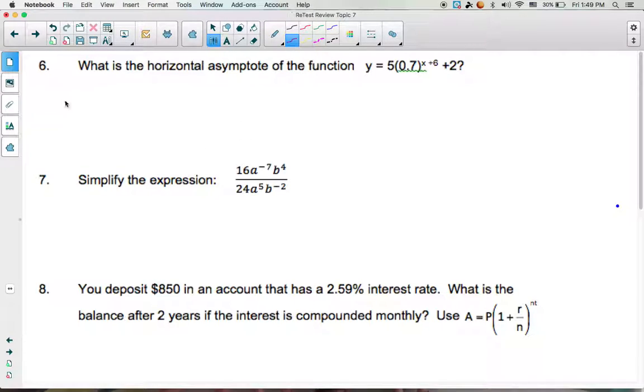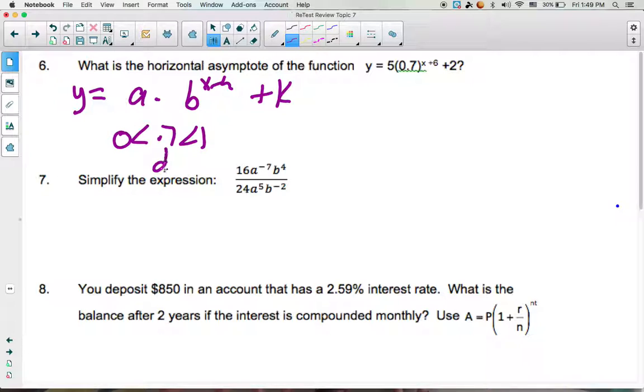So if we look at this, it looks similar to an exponential function. So it would be a times b to the x minus h plus k. And our b value has the exponent, so it would be 0.7. So 0.7 is less than 1 but greater than 0. So this is a decay function. And just a quick sketch of decay. Decay rises or falls from left to right, so it goes something like this. And there is an asymptote at the x-axis.